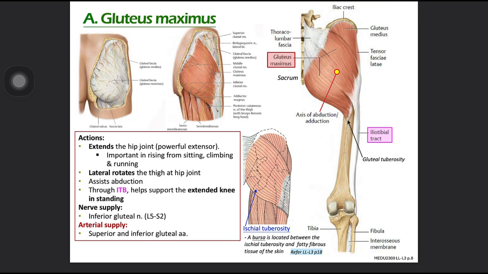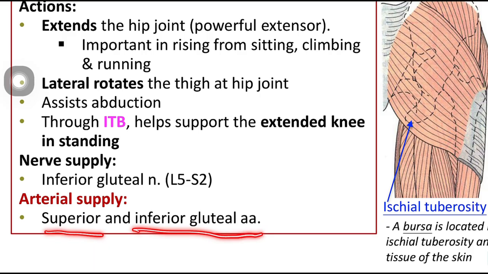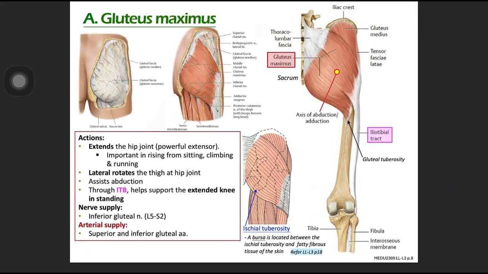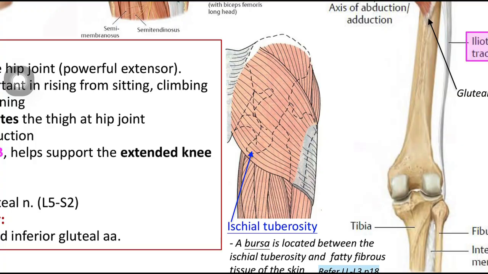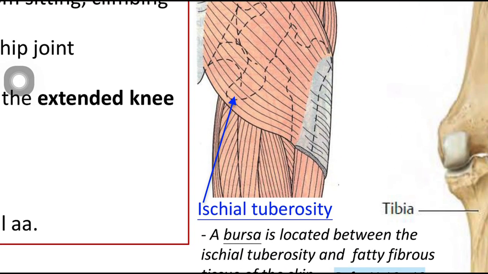So the nerve supply for these you have to know: the inferior gluteal nerve, from L5 to S2, and the arterial blood supply comes from both the superior and the inferior gluteal arteries. You may want to know why. Just simply take a look at the size of the gluteus maximus. It needs a lot of energy, nourishment. What's more, remember you also learned about the ischial tuberosity in your year 1, right?